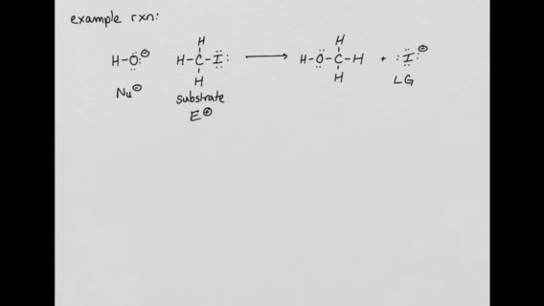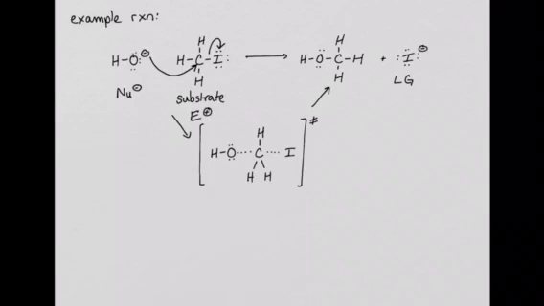The mechanism of this reaction will involve the nucleophile attacking the carbon of the electrophile and kicking off the iodide leaving group. This mechanism will go through a transition state where the hydroxide carbon bond is forming and the carbon iodine bond is breaking. Notice that the nucleophile is donating a pair of electrons to form a new bond between the oxygen and the carbon. The electrophile is accepting those electrons to form a new bond.